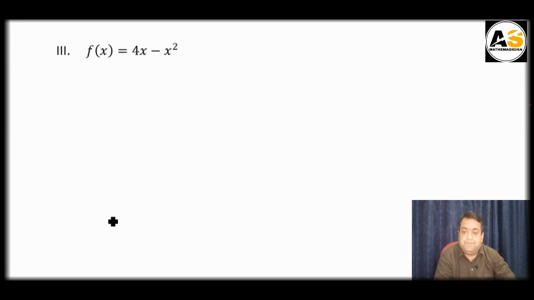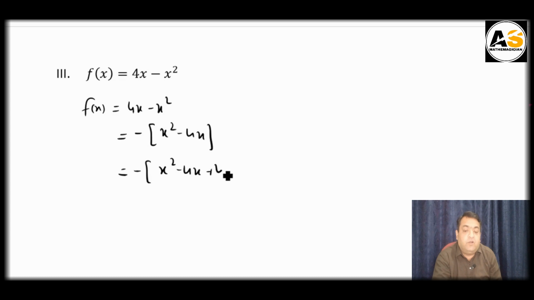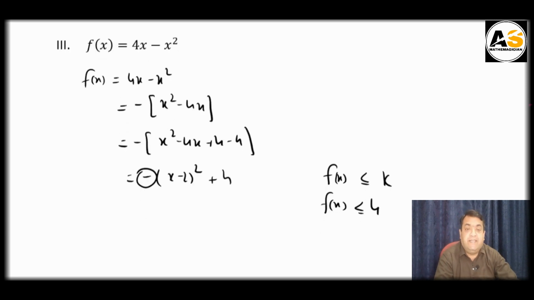Its third part, f of x is equal to 4x minus x square. Now the coefficient of x square is negative. I will take negative 1 common. This is x square minus 4x. This will be negative of x square minus 4x plus 4 minus 4. This is equal to negative of x minus 2 whole square and plus 4. The coefficient of x minus 2 square is negative, so its range will be f of x is less than or equal to k, and k is 4 over here. f of x is less than or equal to 4 is the range of this function.